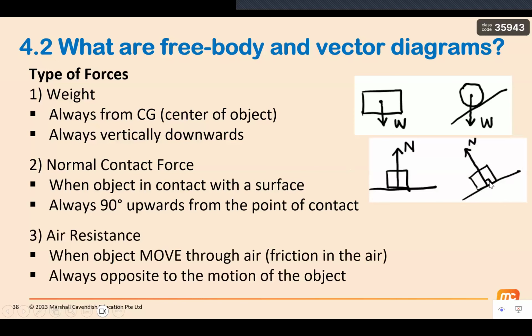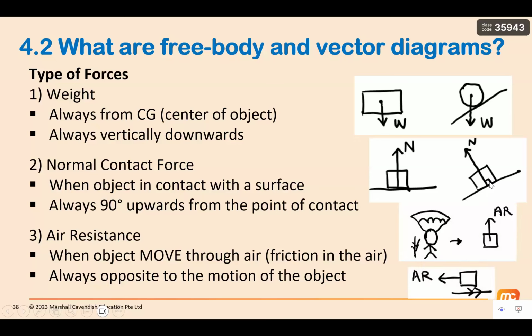Okay, and then next we have air resistance. Air resistance occurs whenever an object is moving through air. It might not be dropping down, it might be moving forward or backwards. As long as the object is moving through air, it's some kind of friction in the air. It always opposes the motion of the object. So for example, I have two examples here. I have a parachutist dropping down.